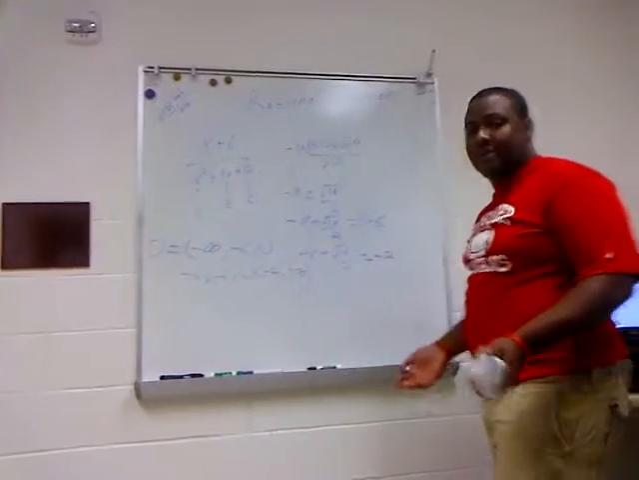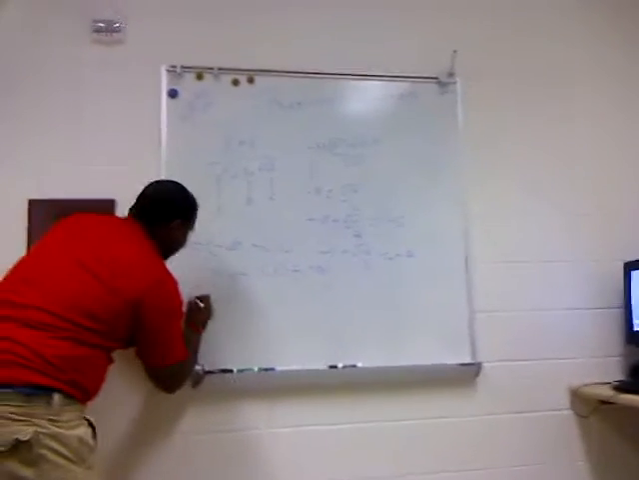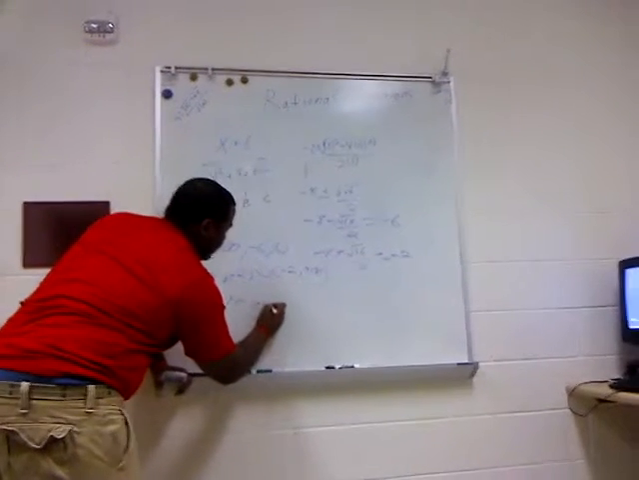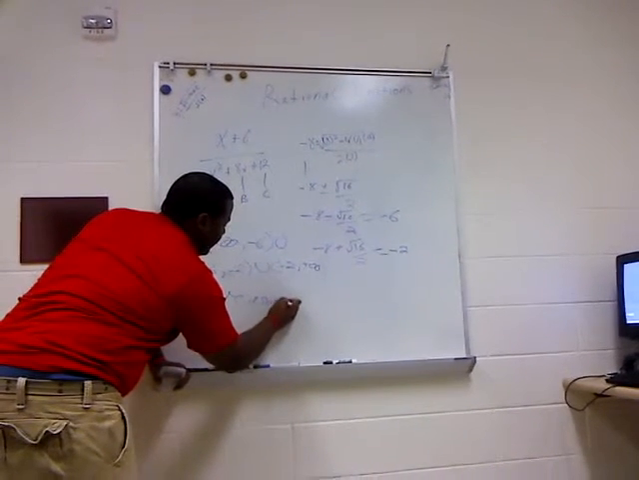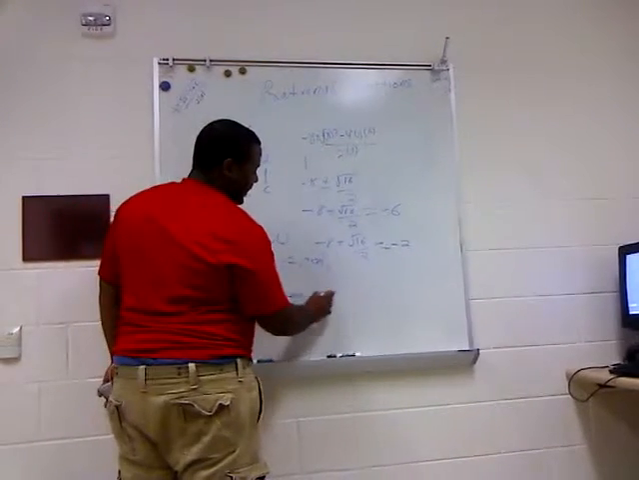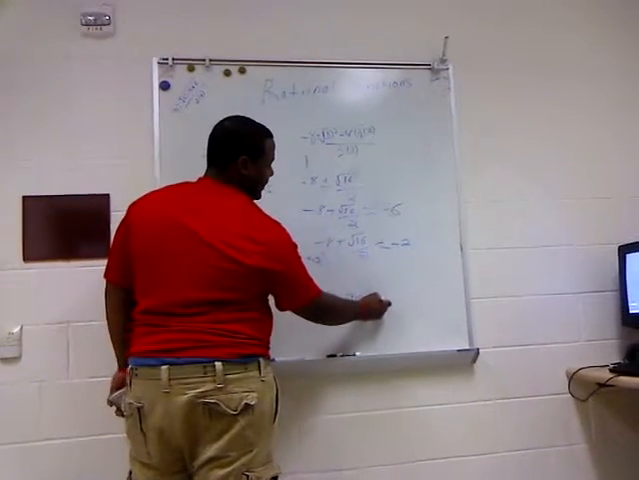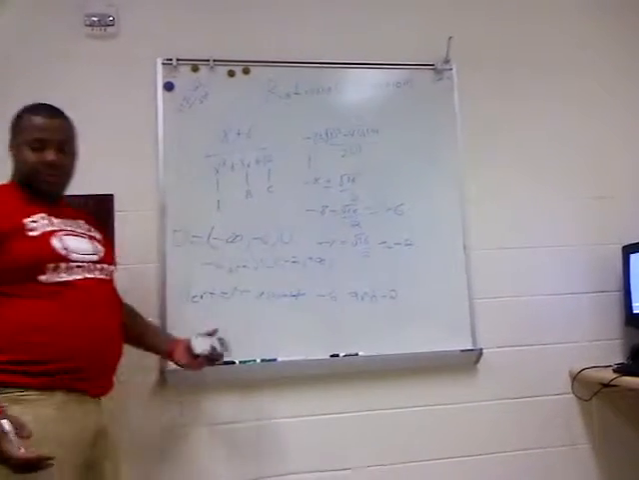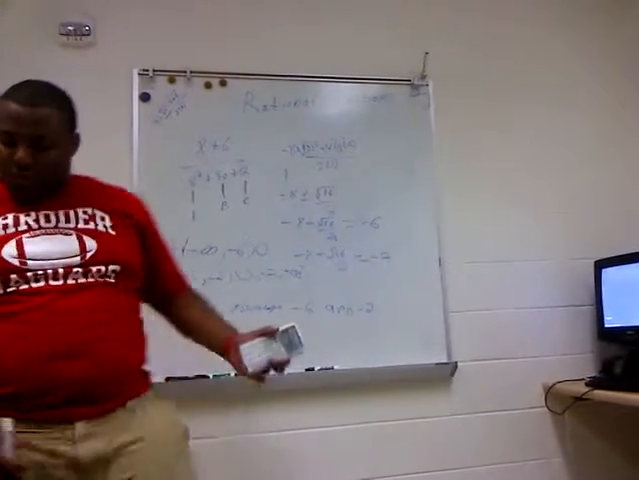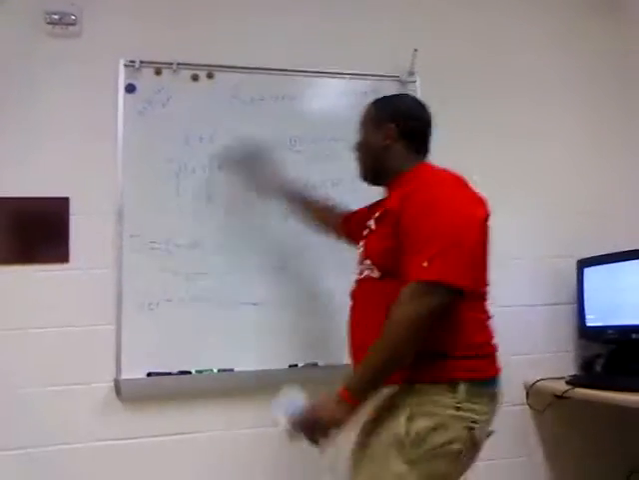So your vertical asymptotes will be negative 6 and negative 2. That's your vertical asymptote. Now we're trying to find your horizontal asymptote. Now we got all of this.